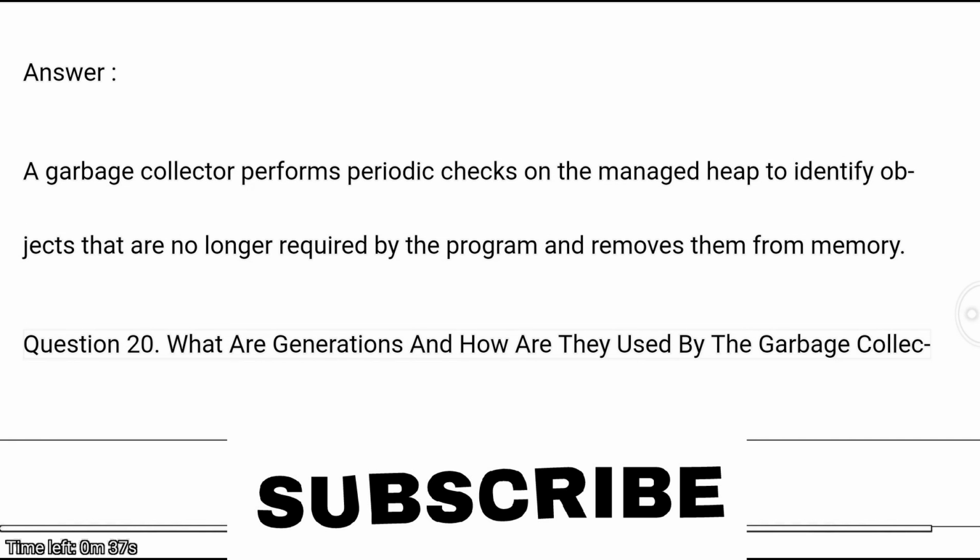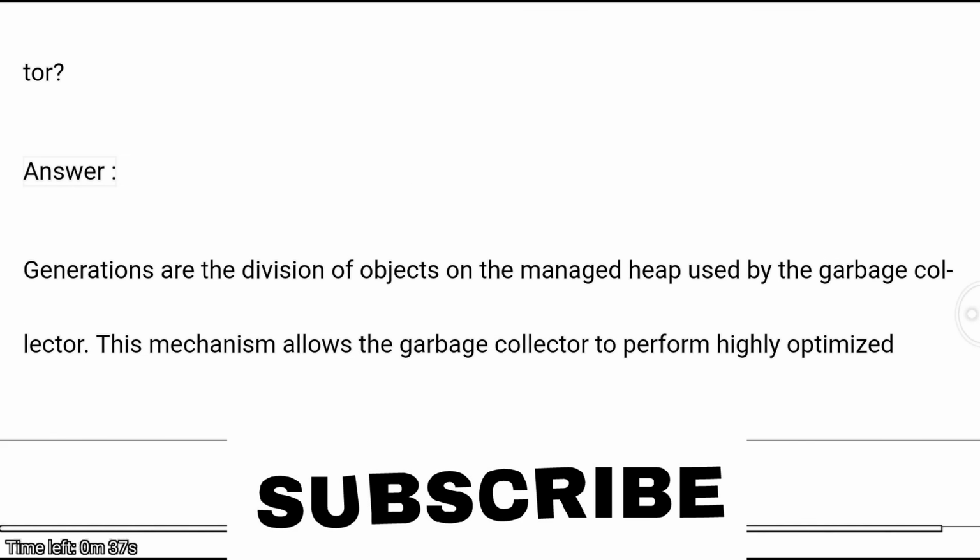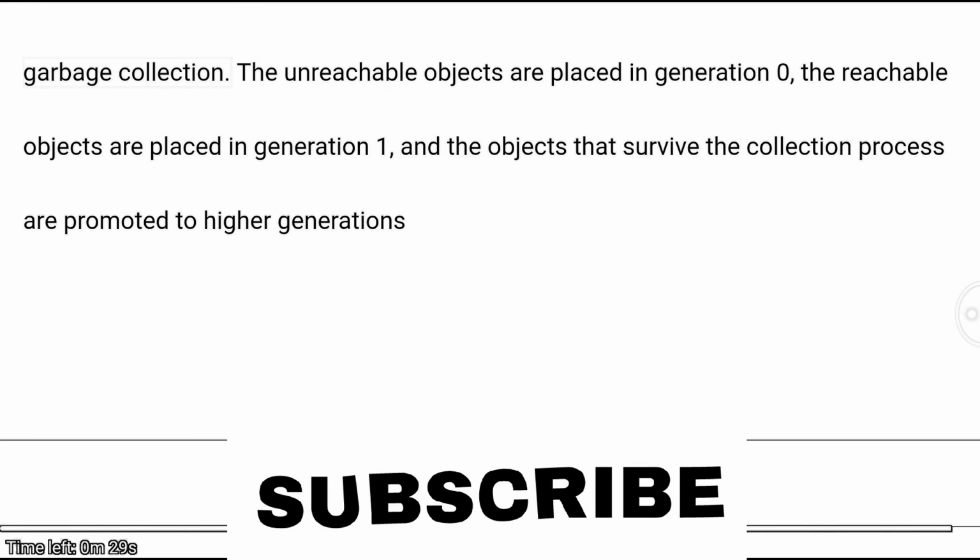Question 20. What are generations and how are they used by the garbage collector? Answer. Generations are the division of objects on the managed heap used by the garbage collector. This mechanism allows the garbage collector to perform highly optimized garbage collection. The unreachable objects are placed in generation 0, the reachable objects are placed in generation 1, and the objects that survive the collection process are promoted to higher generations.